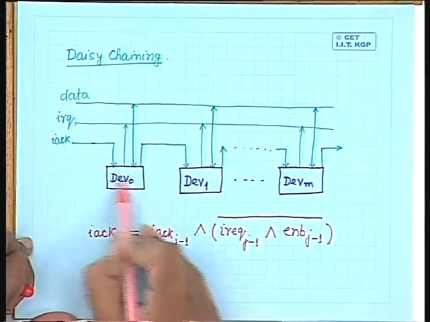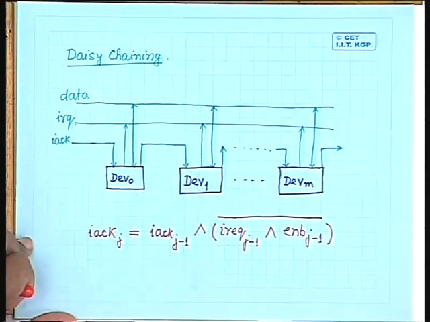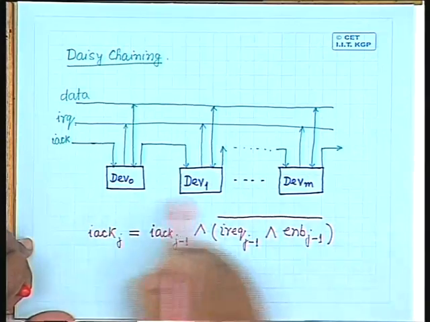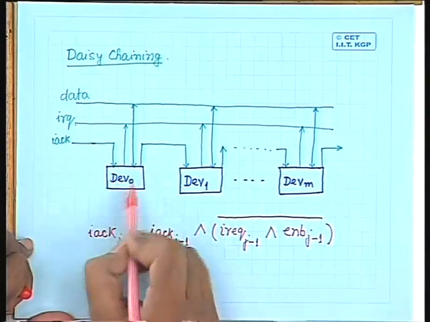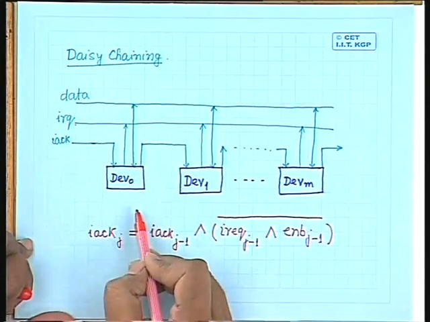Okay, so device 0 can start the operation, but device 1 cannot start the operation. So some priority is already inbuilt in this scheme. That is, the device which is nearest to the CPU will get the highest priority. The device which is furthest from the CPU will get the lowest priority.